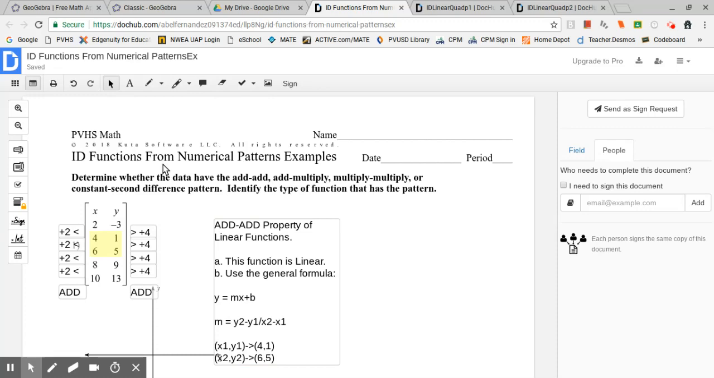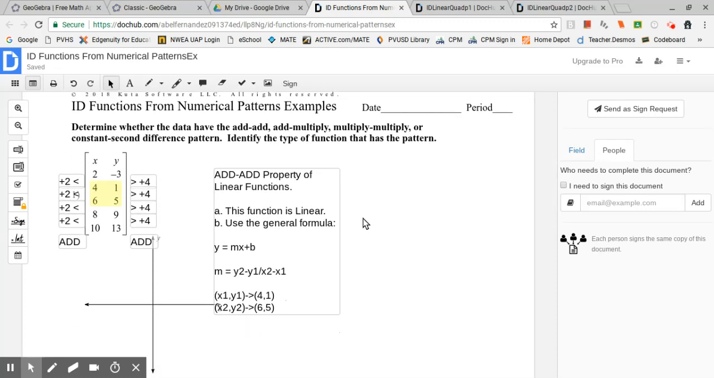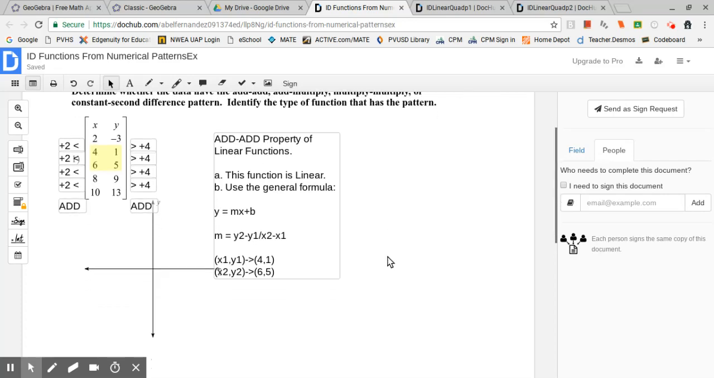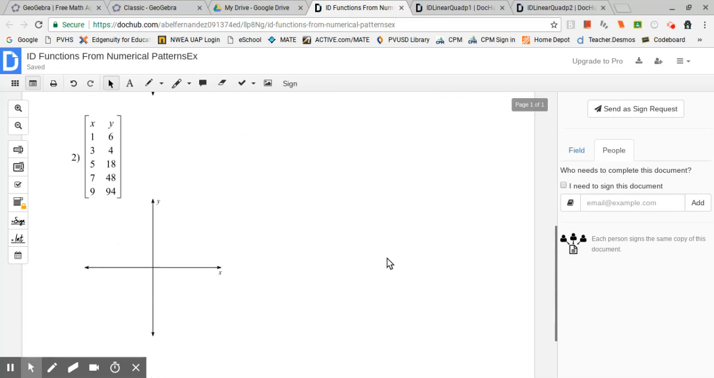Identifying functions from numerical patterns. Last video we learned about the add property of linear functions. Well, what about quadratic functions? You could kind of see that this is increasing, but it's hard to see.